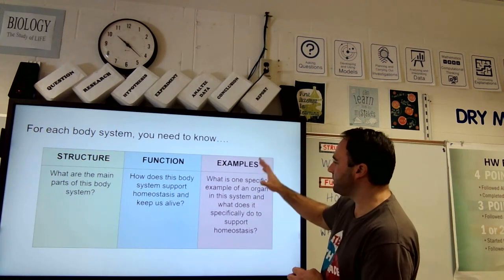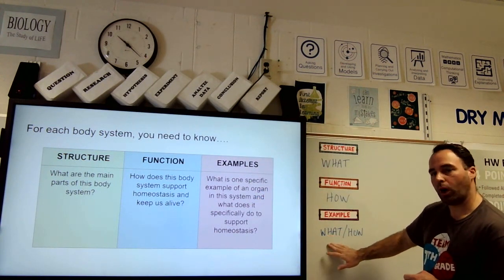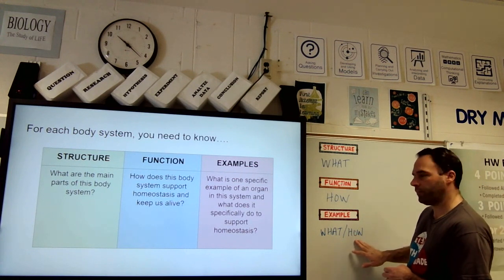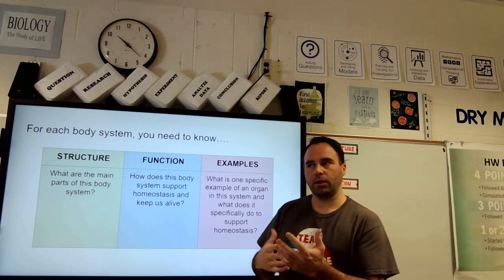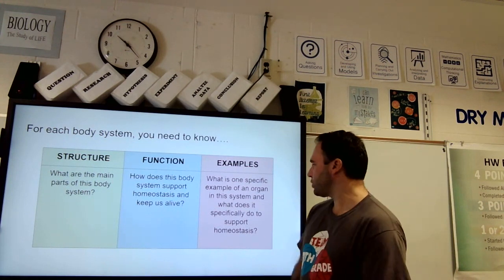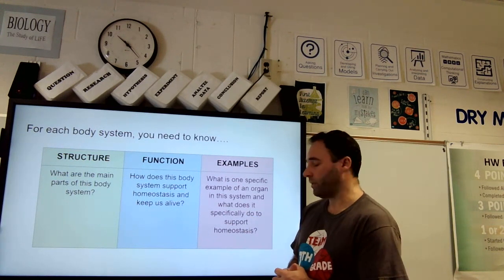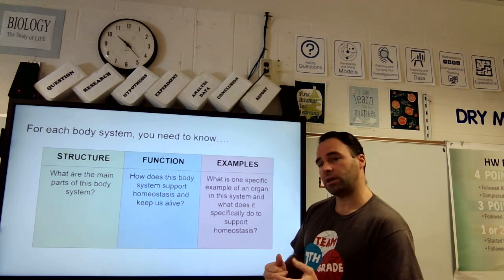Then we're going to talk about specific examples. And for each example, we're going to try to connect one of the whats to one of the hows. We're going to talk about one of the organs or structures, and we'll talk about specifically how that organ or structure supports homeostasis, the ultimate goal of all these body systems. So let's get started.